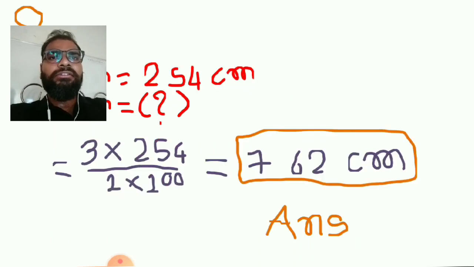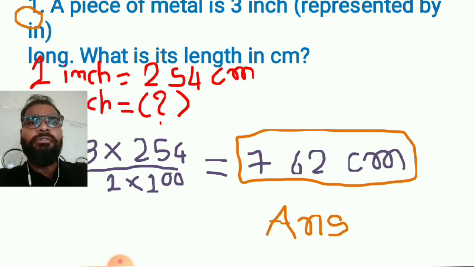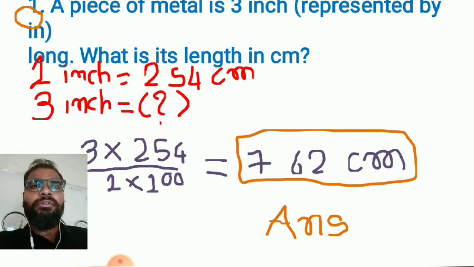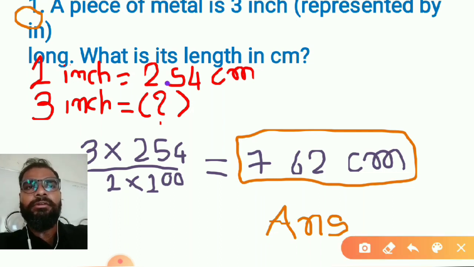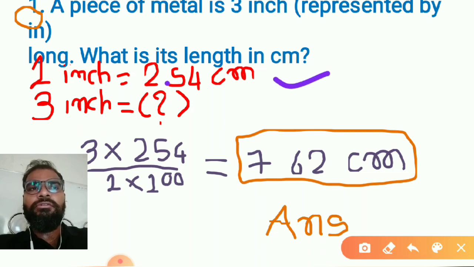Question number 1: a piece of metal is 3 inch long. What is the length in centimeter? So they have given in inches. Here we are already aware that 1 inch is equal to 2.54 centimeter. In the question they have given 3 inch. So 3 inch is equal to how much? 1 inch is 2.54 centimeter, this we know. So 3 inch is equal to question mark.